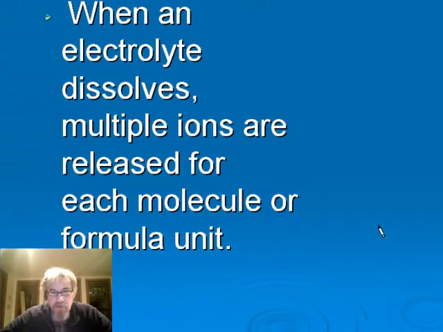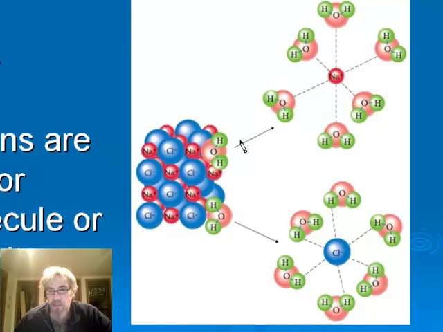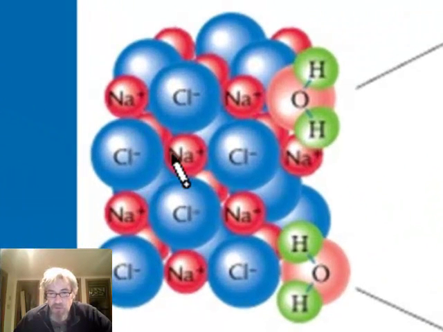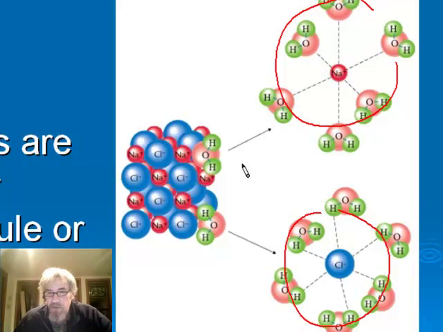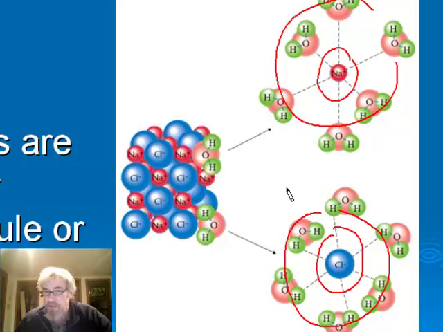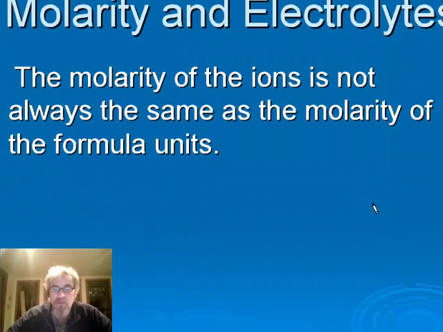But when an electrolyte dissolves, multiple ions are released for each molecule or for each formula unit. So for example, looking at the sodium chloride crystal here, the sodiums are the little red spheres and the chlorines are the big blue spheres. The water molecules tear them apart and surround them to make these shields. But now, for every formula unit of NaCl, I have 2 particles, 1 sodium ion and 1 chloride ion. So if I put in 5 moles of sodium chloride, I don't have 5 moles of particles. I'm instead going to have 10 moles of particles in my solution. So the molarity of the ions is not always the same as the molarity of the formula units. Let's look at some examples.